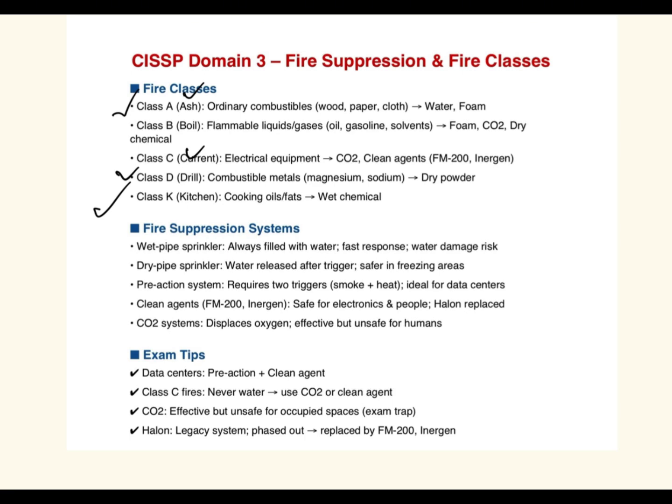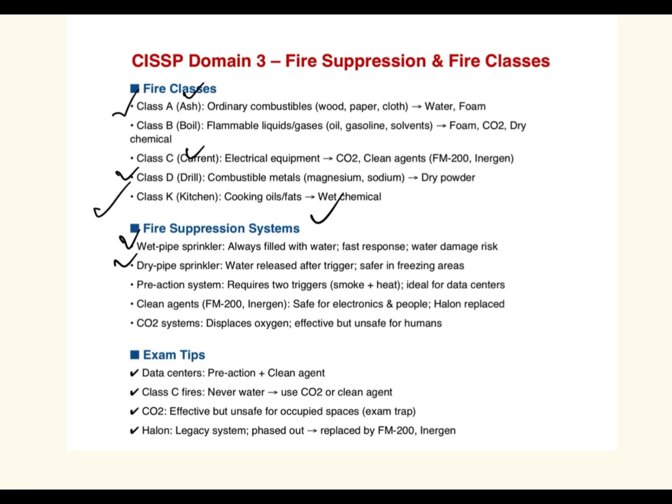Then the second thing is fire suppression systems. The first one is the wet pipe sprinkler, always filled with water, and fast in response. But if there is a false positive and it is activated, it could cause damage. There is a risk of accidental water damage, could be leaks. The pipe could be broken and cause damage. With a wet pipe sprinkler, all the water is immediately released.